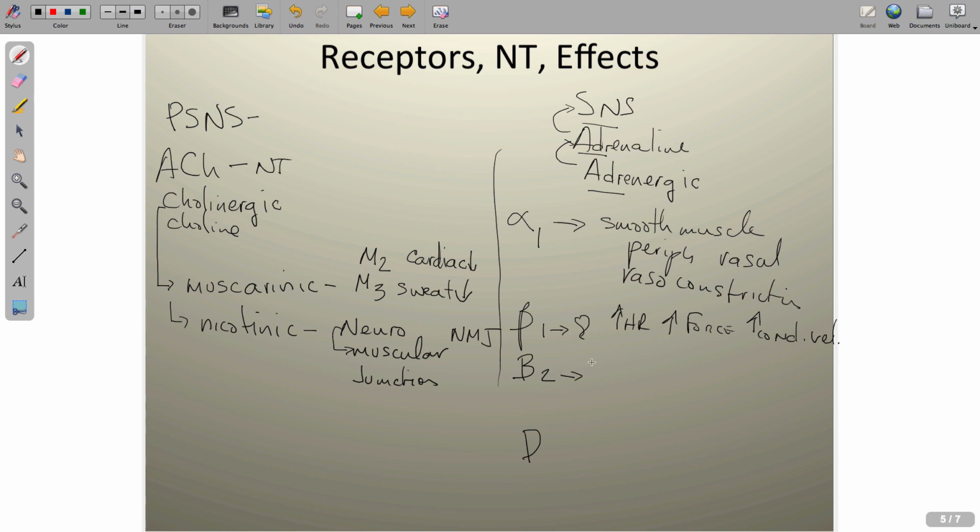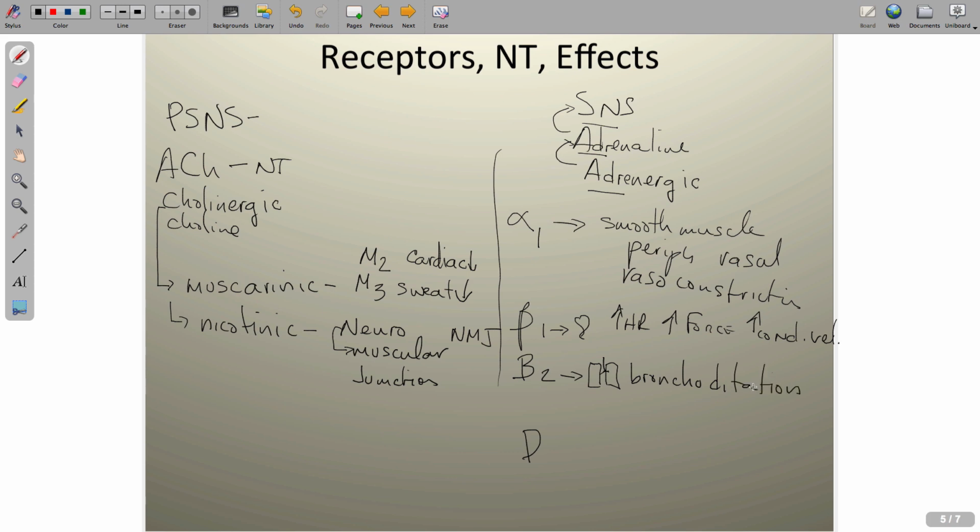Beta 2 receptors, think about your lungs. You have two lungs. This is a terrible drawing of the lungs. Maybe that will help. All right. No, it didn't. All right. You have two lungs. Beta 2 receptors are found in the bronchi, and they cause bronchodilation.